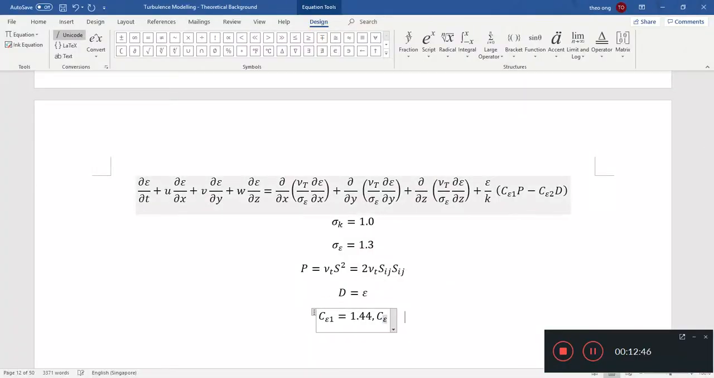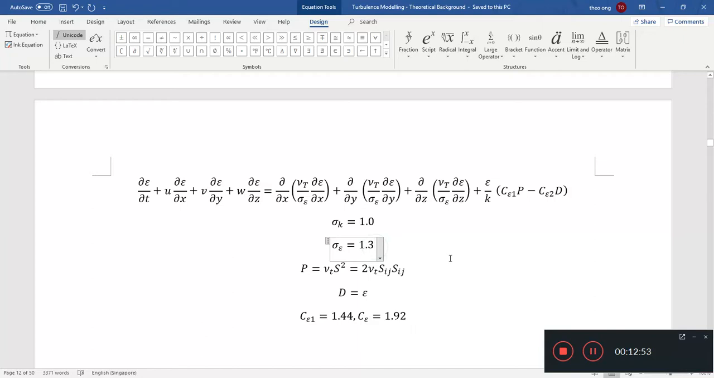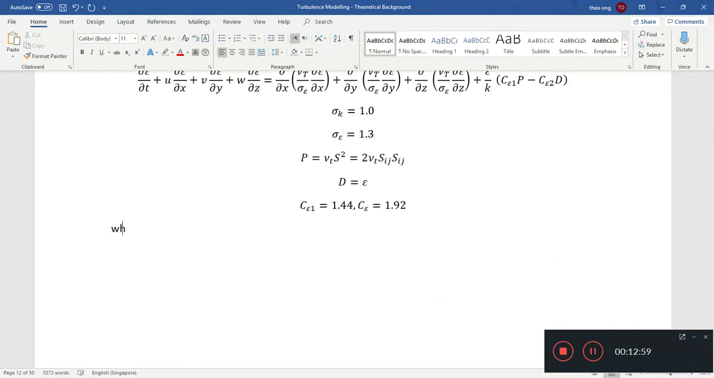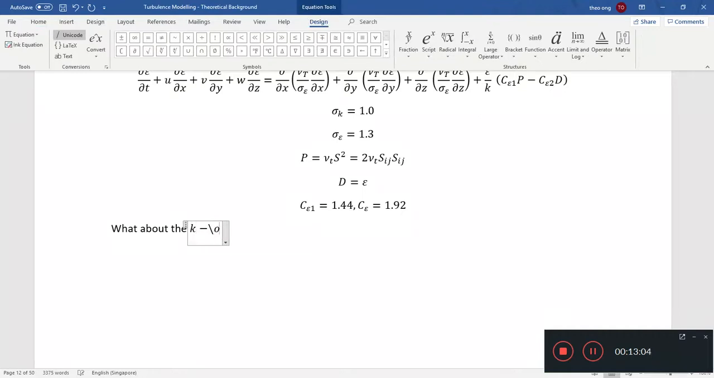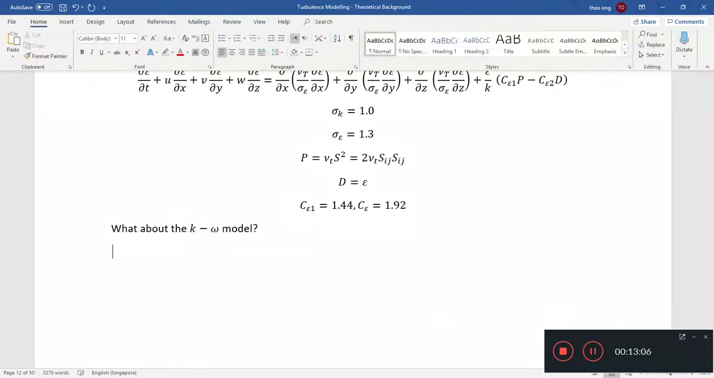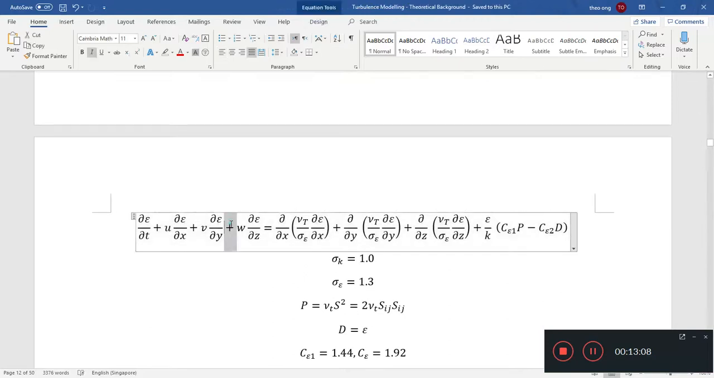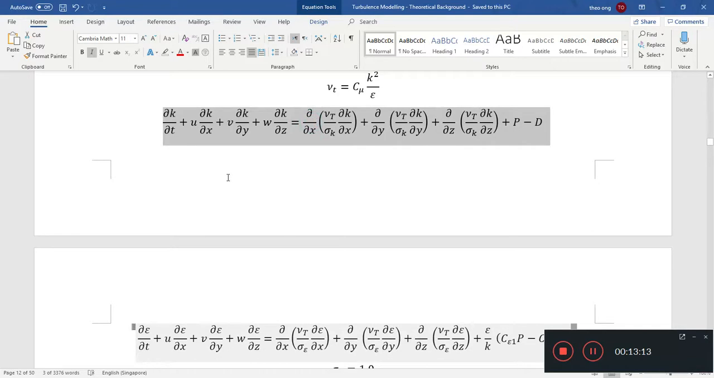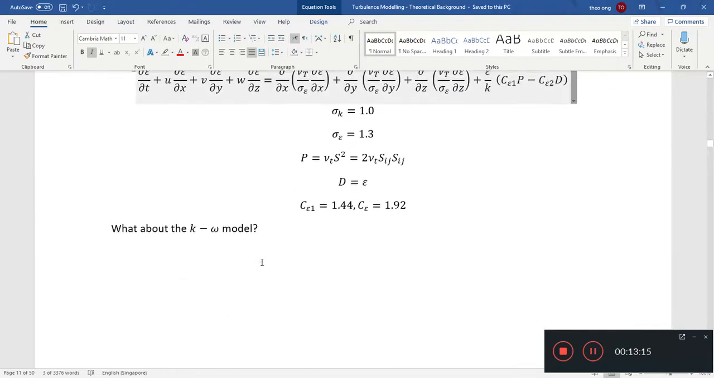These are empirical constants, you don't have to worry too much, but these are just some typical values for you, and it's just to help you understand where all these things are coming from. Okay, so now that we have this as a reference, we can ask, what about the k-omega model? All right, so what we need to do is this. We will just try and adapt this to the k-omega model.